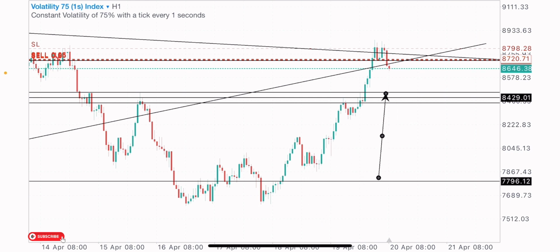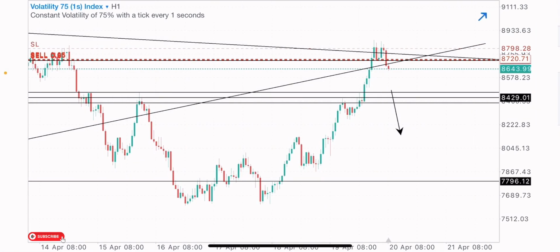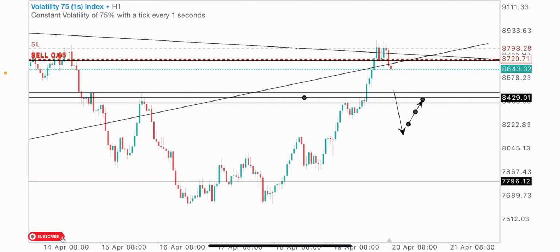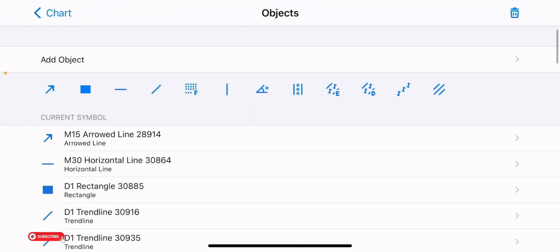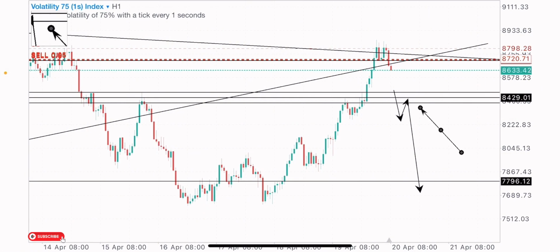So let's expect price to sell to this zone. Then if you can get a break of this level, a break of this zone, then we'll be getting more sells on this index. A move of this kind, a break, then the retest here, the retest at this point, then we'll be getting more sells on VIX and 51S index. So this would be my next entry point, my next sell zone on this index.